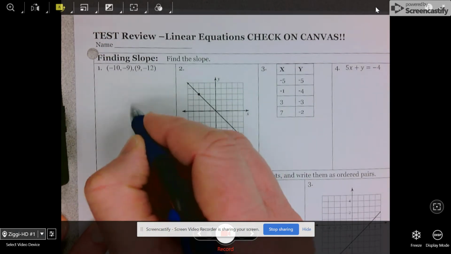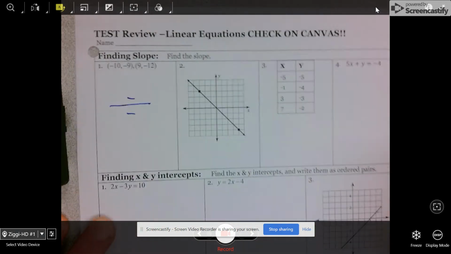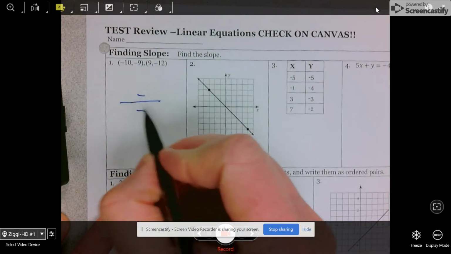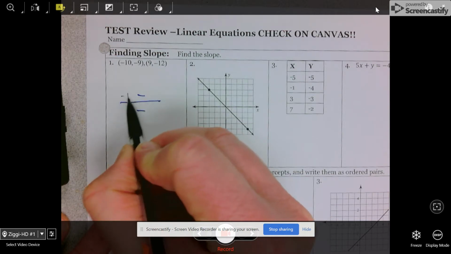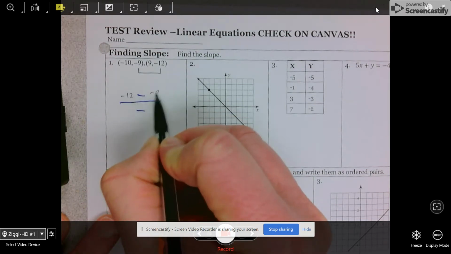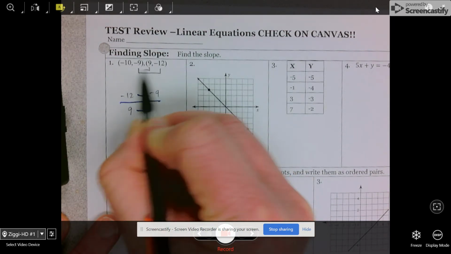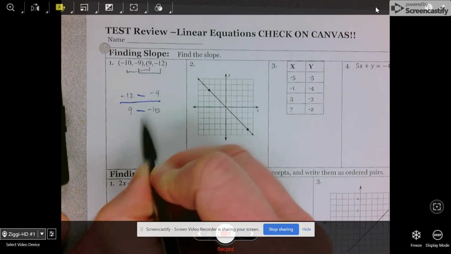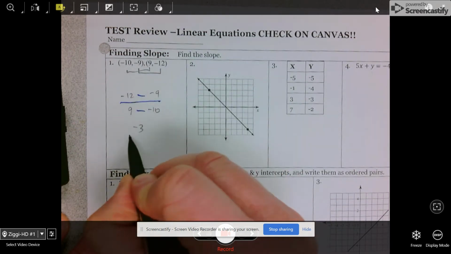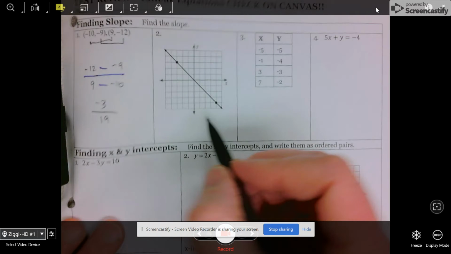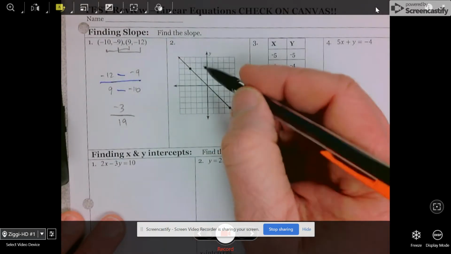Okay, find the slope. Boom. Put your equation down there before you put the numbers in. y2 minus y1 over x2 minus x1. Use a calculator. You can't subtract. There you go. Second problem, find the slope, count.